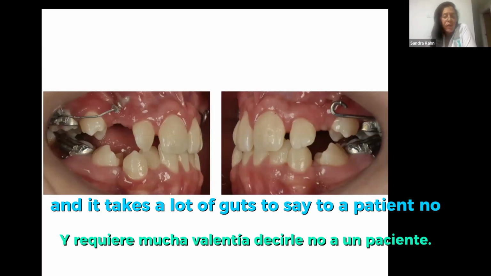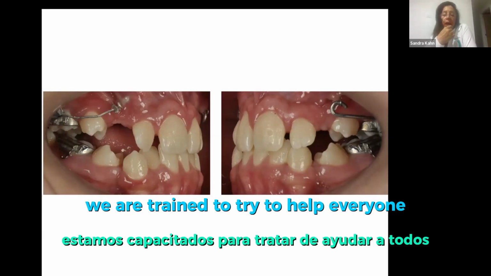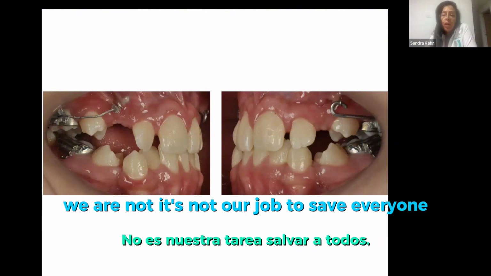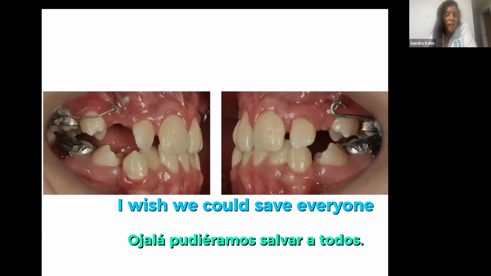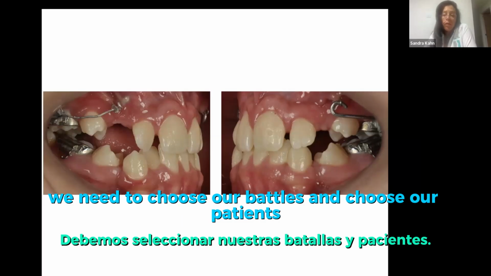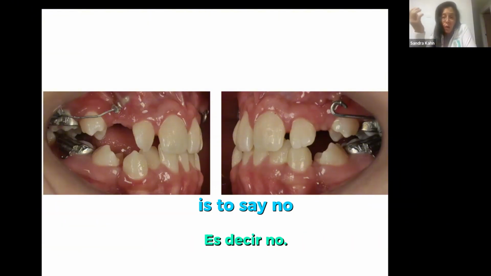And it takes a lot of guts to say no to a patient. We are trained to try to help everyone. And one of the things I've learned from some of my colleagues is that it's not our job to save everyone. I wish we could save everyone, but we can't. So we need to choose our battles and choose our patients. And sometimes the more respectful thing for the patient and for us is to say no.